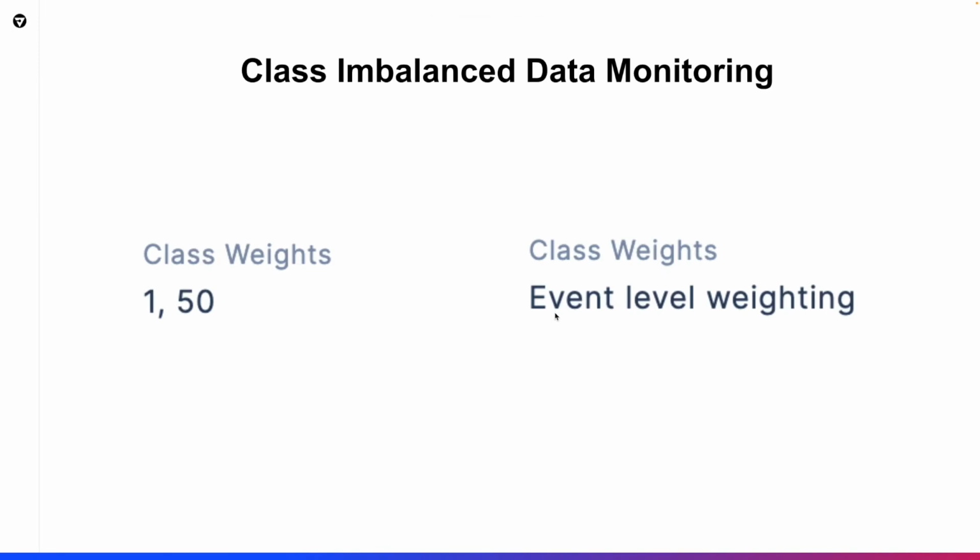Fiddler's solution relies on a weighting system which allows users to either set global weights for each class, which would upweight the events from the minority class so that the resulting histogram can capture changes in the prediction drift effectively. Or we can allow a user to provide event level weights if they need more granular control of the weighting.